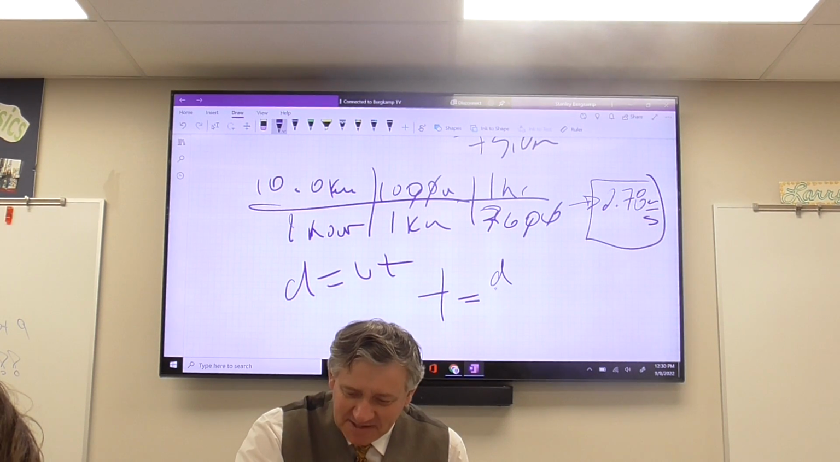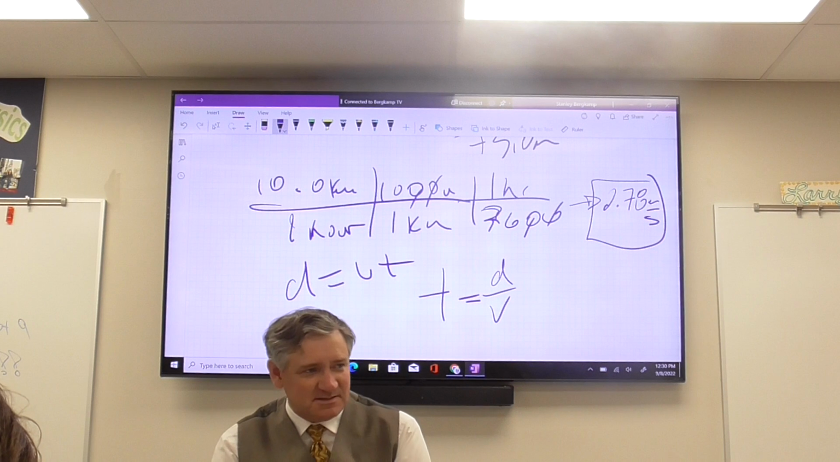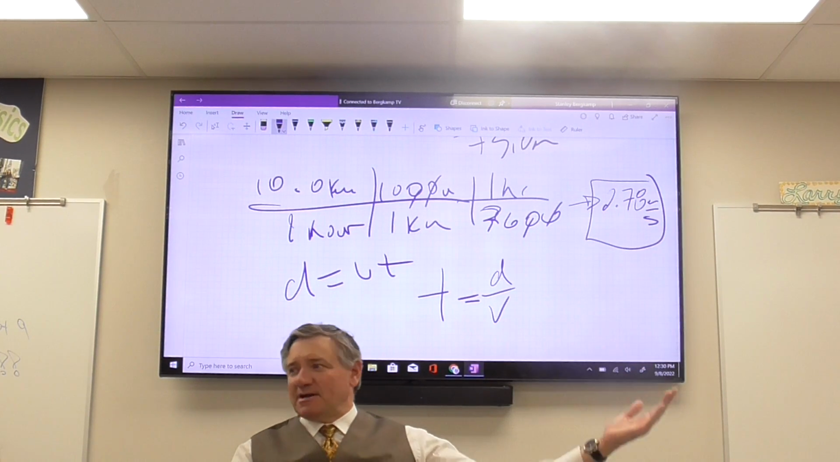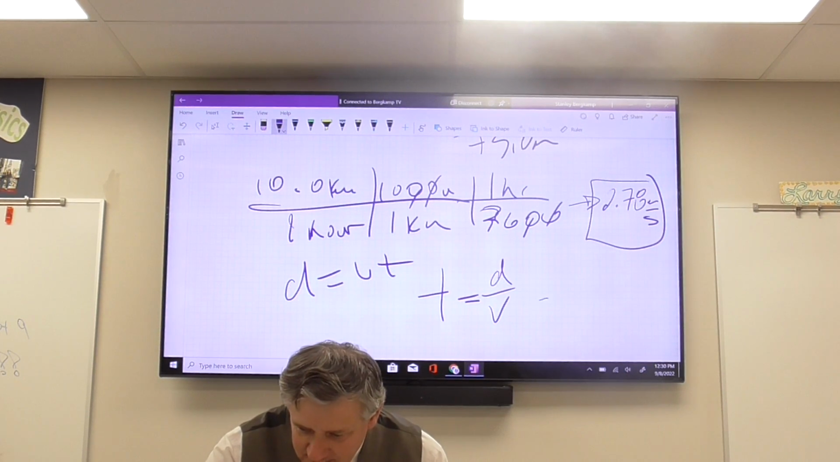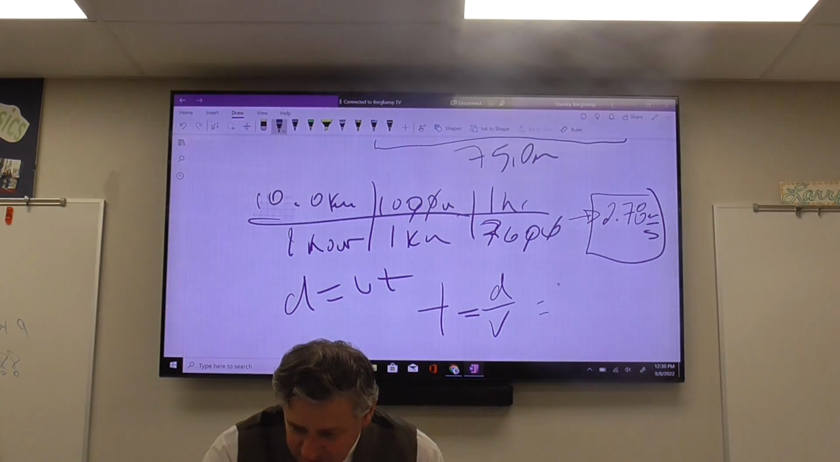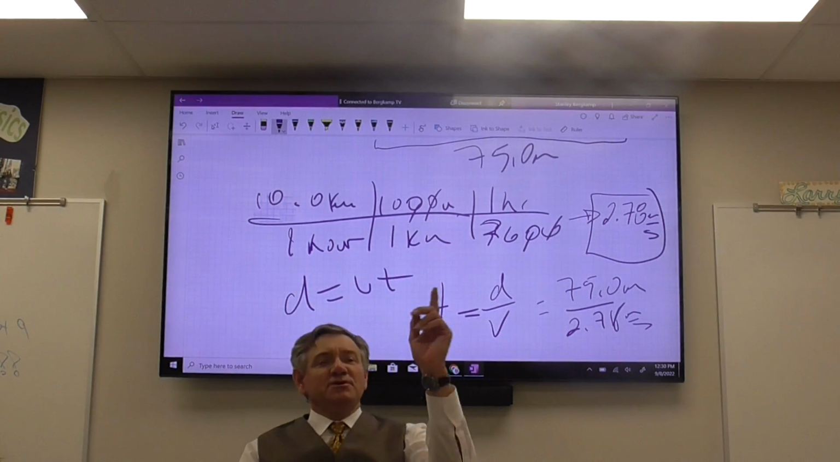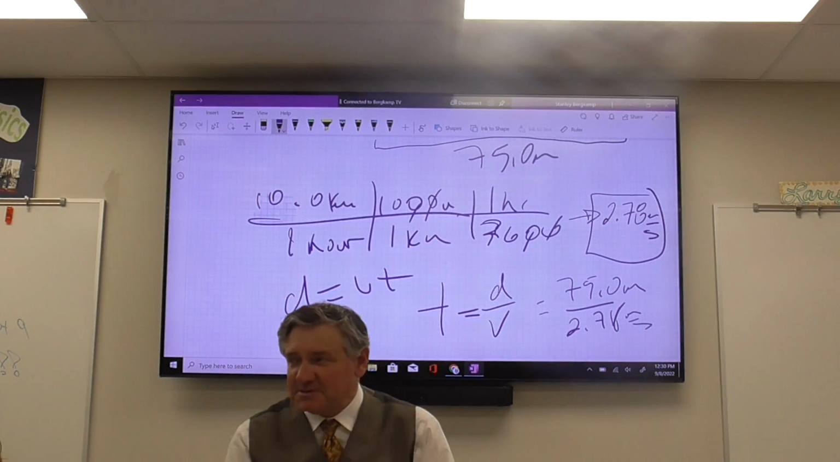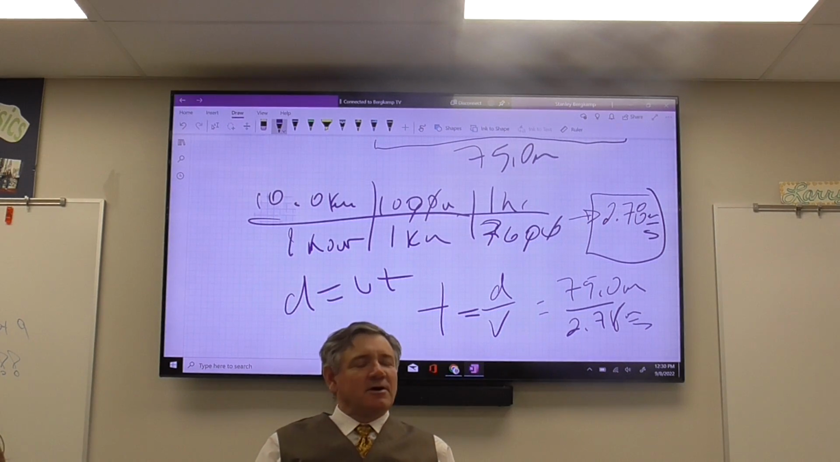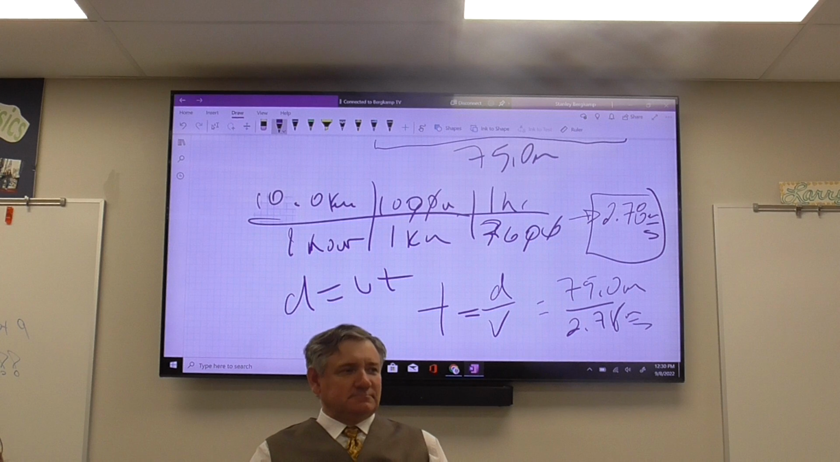Okay, so time is distance divided by velocity, right? So if you're an equations kind of person, I'm going to take, in this case, 75 meters and divide that by 2.78 meters per second. Now, if you do this wrong, you mark my words, this is what you're going to do wrong. What do you think you're going to do wrong?